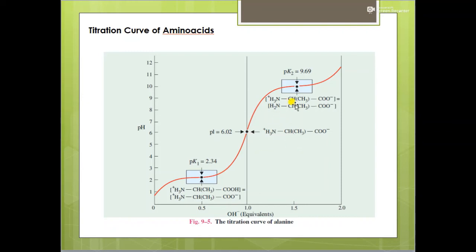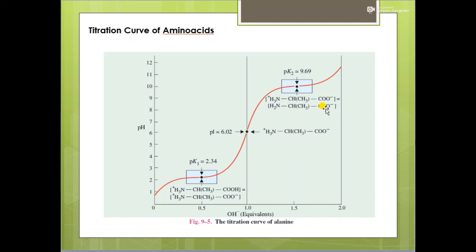Now again, when you titrate it, you can see the proton removal from NH3 plus has to be done, and there is another pH at which the concentration of NH3+CH3COO minus is equivalent to that of NH2CH3COO minus. The pH at the midpoint of this stage is 9.69, and it is equivalent to the pKa of the ammonium group, the NH3 group.